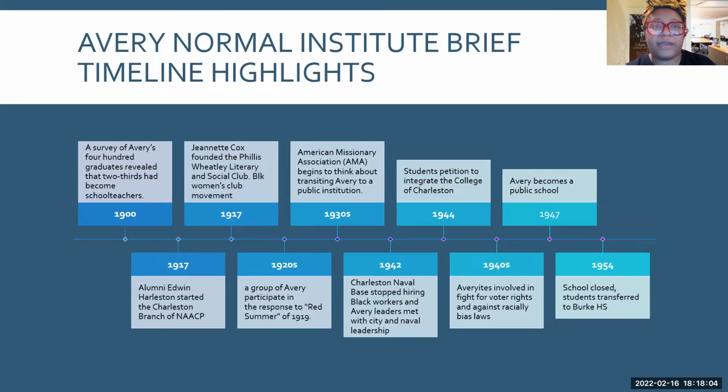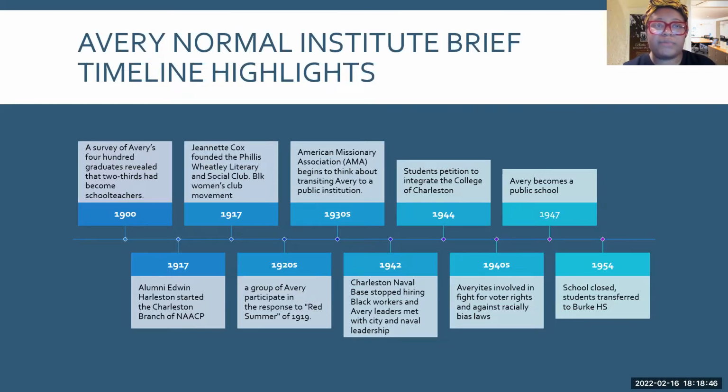So a lot of the people that graduated from Avery went on to become teachers. So they successfully accomplished that goal. But you'll see later on that a lot of the people that graduated from Avery could not teach in Charleston. They had to teach on the islands because there was basically a prohibition around Black teachers teaching on the peninsula. So a lot of the people that taught at Avery were white women. And it wasn't until 1915 that we got our first Black faculty.